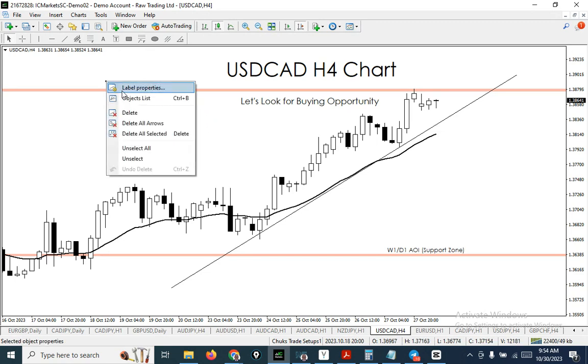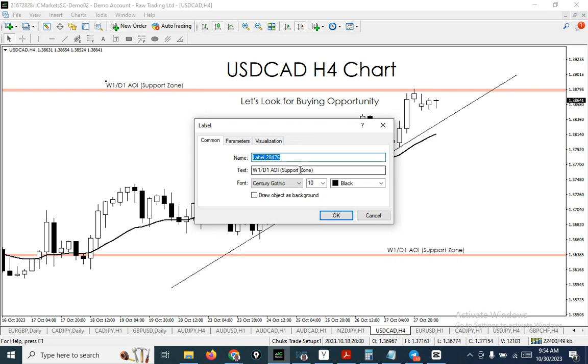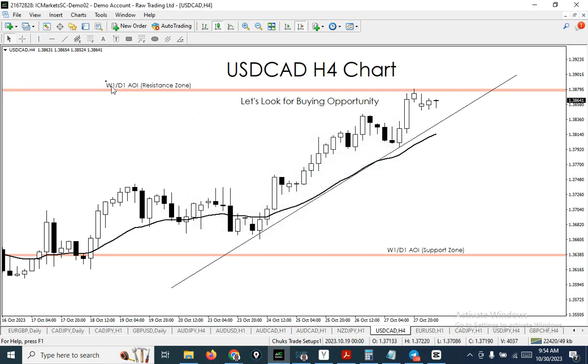This will be my resistance zone. Okay, my resistance. Resistance zone. So hit OK. All right. That's your marking up. So I've marked up the levels.